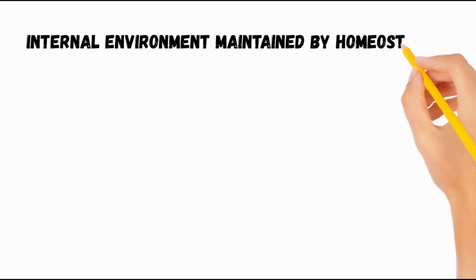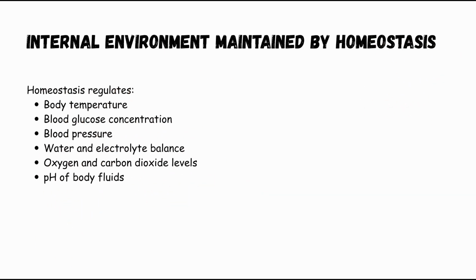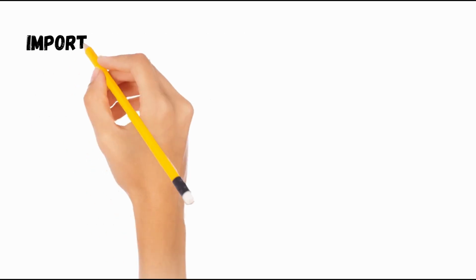Homeostasis regulates several internal parameters that are crucial for normal body function. These include body temperature, blood glucose level, blood pressure, water and electrolyte balance, oxygen and carbon dioxide levels, and the pH of body fluids. Even a slight deviation in any of these parameters can disturb enzyme activity and cellular metabolism, leading to serious health problems.